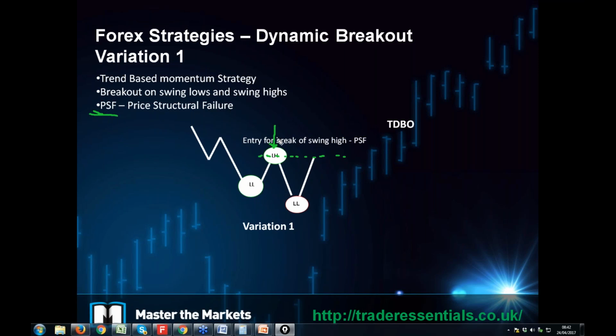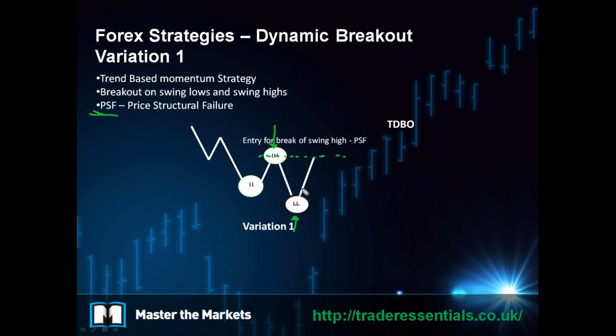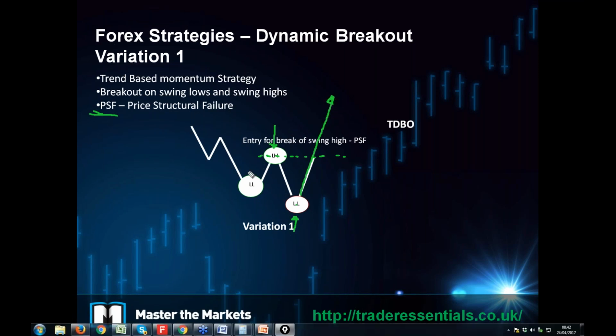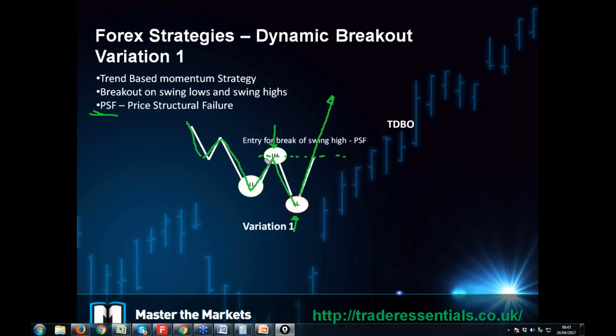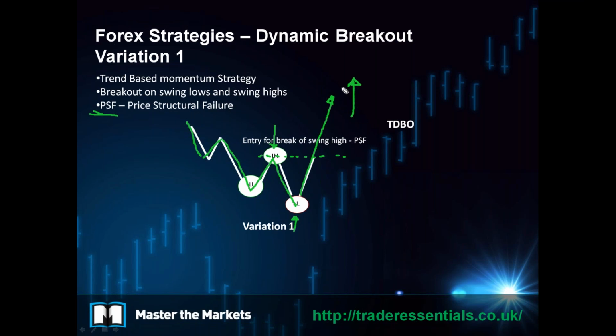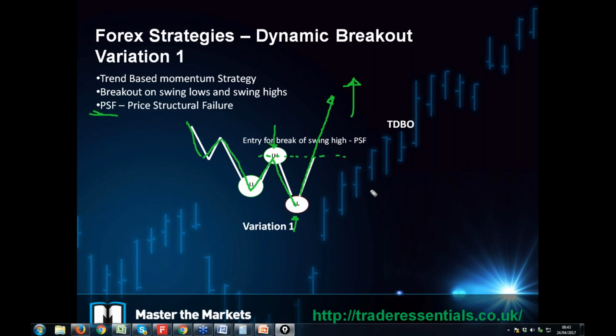Now look, we're looking for a key break of a swing high at this stage. So we've got the downward trend. We're looking for the price to reverse, form a new lower low and confirm it, and then move higher. And this is what we call a structural failure. Why is it a structural failure? Because you've had the downward trend making lower lows and lower highs, and then suddenly you've got a move against the overall trend, breaking the last swing high, taking us up and higher and giving us the momentum to the upside. This is a variation 1 dynamic breakout.